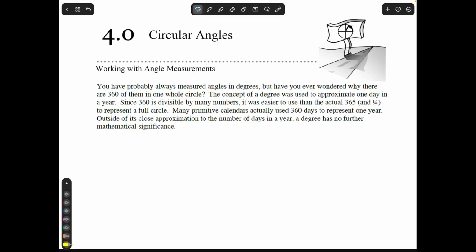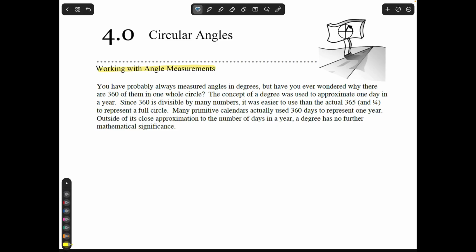Welcome to the notes for section 4.0. We're going to call this one circular angles. And today we're going to review measuring angles in a circle, and our focus will be on degrees. So I'll go ahead and just read what we're starting out with here.